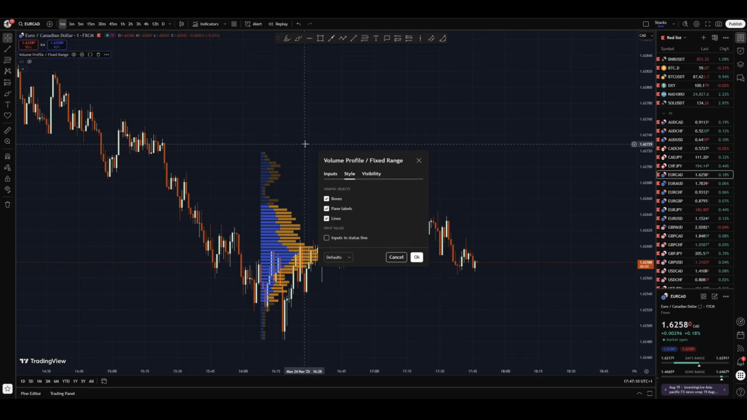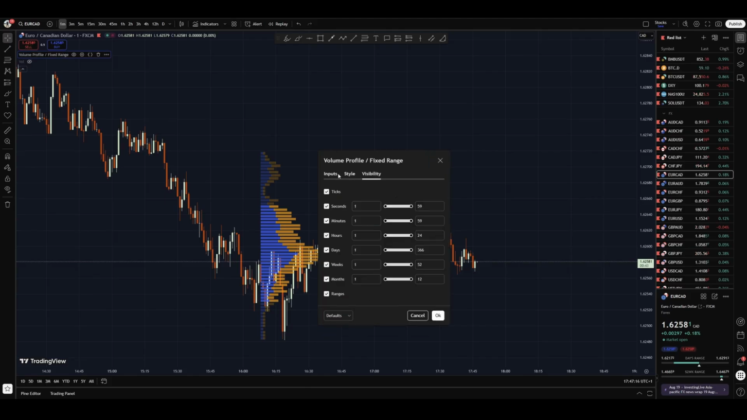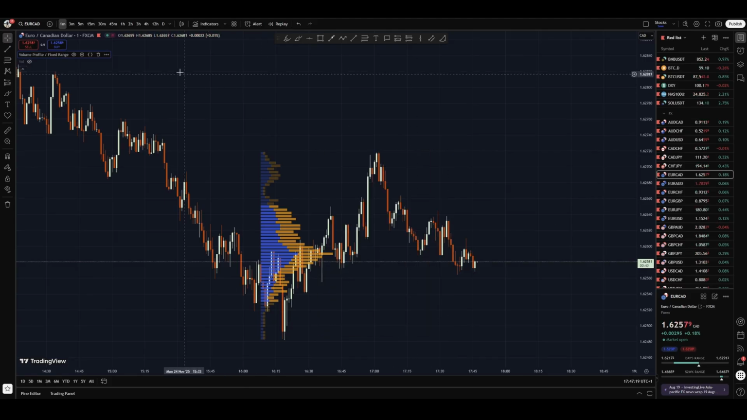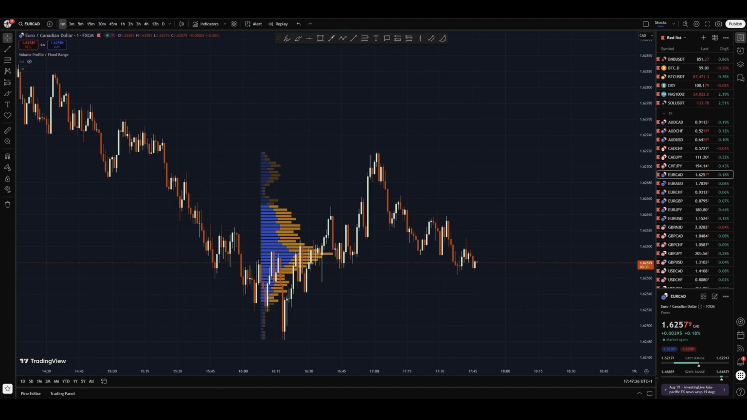So you should set the following settings, 160 and 8. With these settings, it will be comfortable to work. As for the time frame, we'll be working on the 1 minute chart. So right here in the time frame, just select 1 minute. You select it and that's it, you're all set.